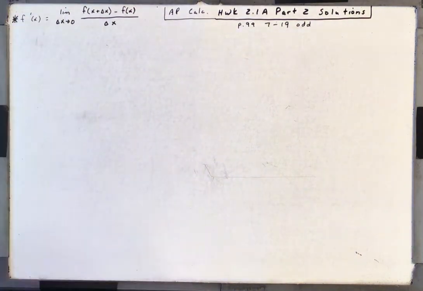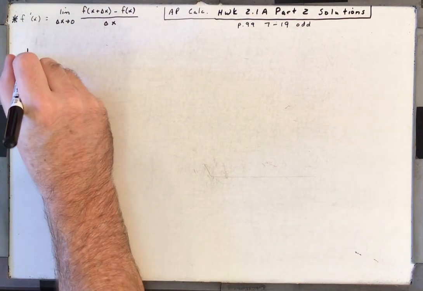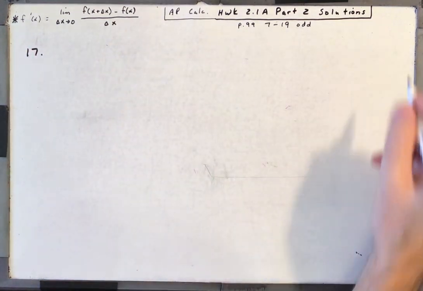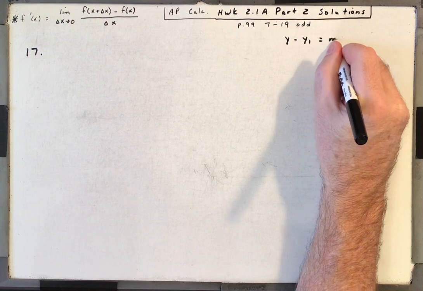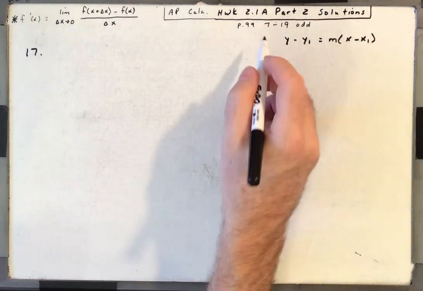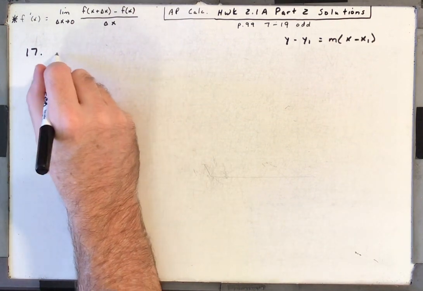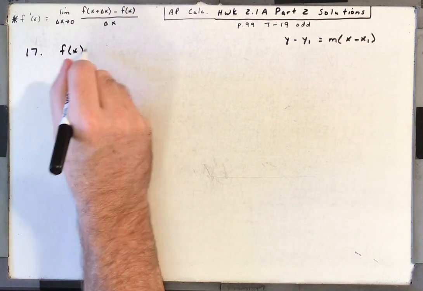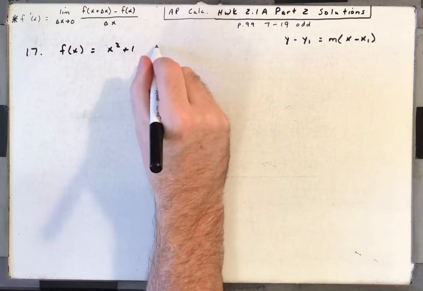Okay, 17 and 19 are a little bit shorter. We want to find the equation of the tangent line. So you do need to remember y minus y1 is equal to the slope times x minus x1. Okay, that's our tangent line equation. So 17, we have f of x is equal to x squared plus 1 at the point 2, 5.